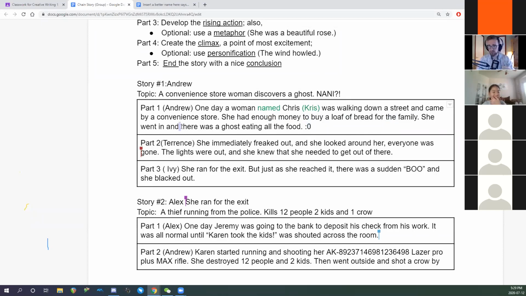I would add one more thing in here, okay? She went in and there was a ghost eating the food. Because we're writing from the perspective of Chris, I think we should say Chris's reaction leading up to seeing the ghost, okay? Because if we're being a narrator and we're writing from her perspective, we should always stay in that style of writing from her perspective, because we're talking about her family. This is something that is about her life.